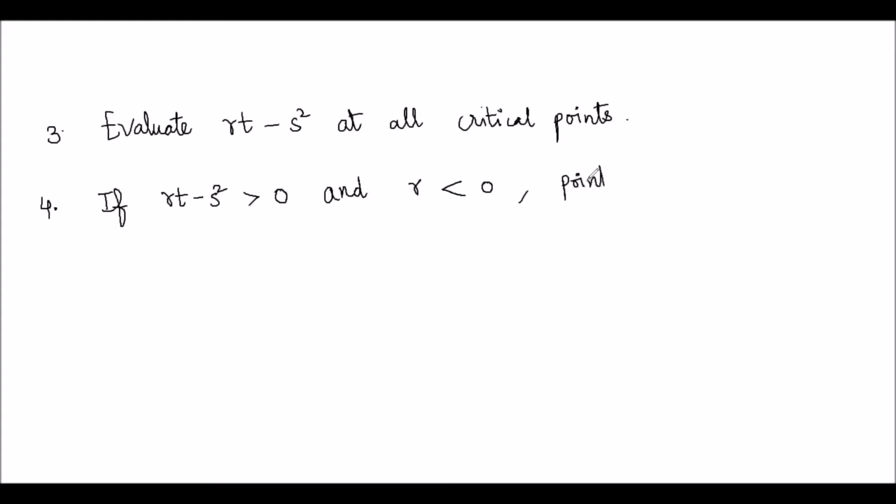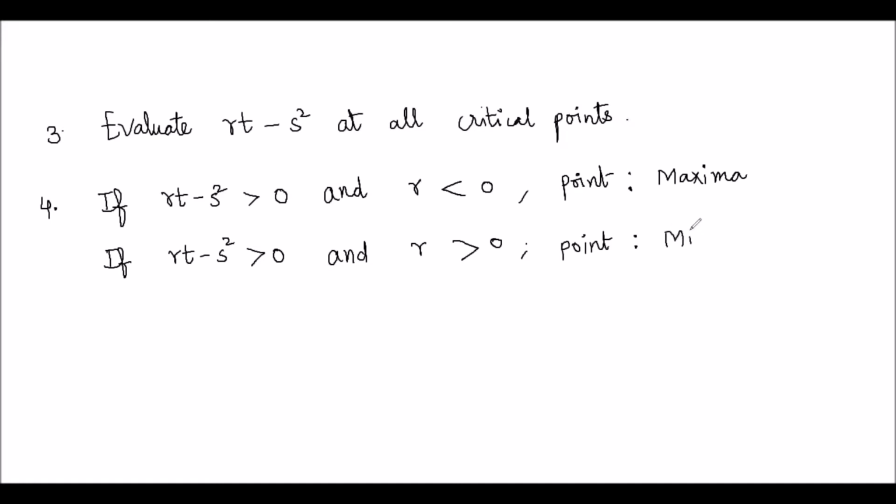The critical point which we are considering here will be the point of local maxima. Second case, if rt minus s square is greater than 0 and r is greater than 0, in this case the point is the point of local minima.